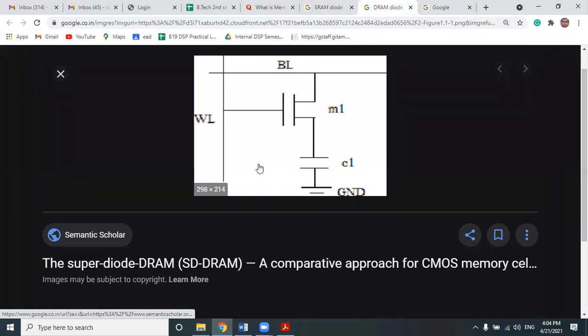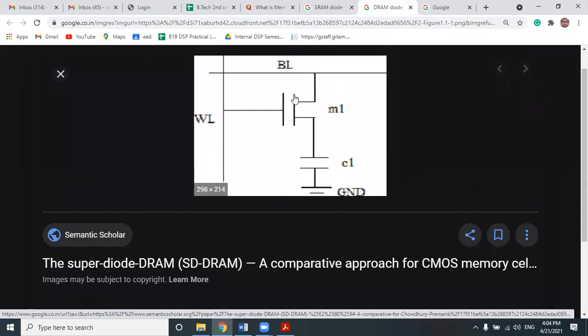One single dynamic RAM cell consists of one transistor and one more circuit. Can anyone tell me which one this circuit is? You already know it. What is the name of this circuit? This is a transistor. What is the name of this circuit? Capacitor. Very good, capacitor.